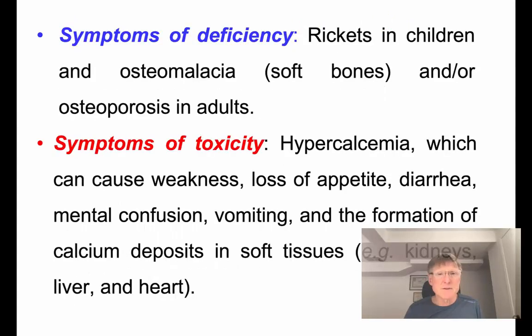What are the symptoms of deficiency? Rickets in children, osteomalacia, which means soft bones, and osteoporosis in adults. Rickets is usually in children. The feature of rickets is that the legs become bent. This is because as the child grows, body weight increases, but if the bones are not strong enough because there is not enough calcium deposited in the bone, the weight of the structure bends the bone.